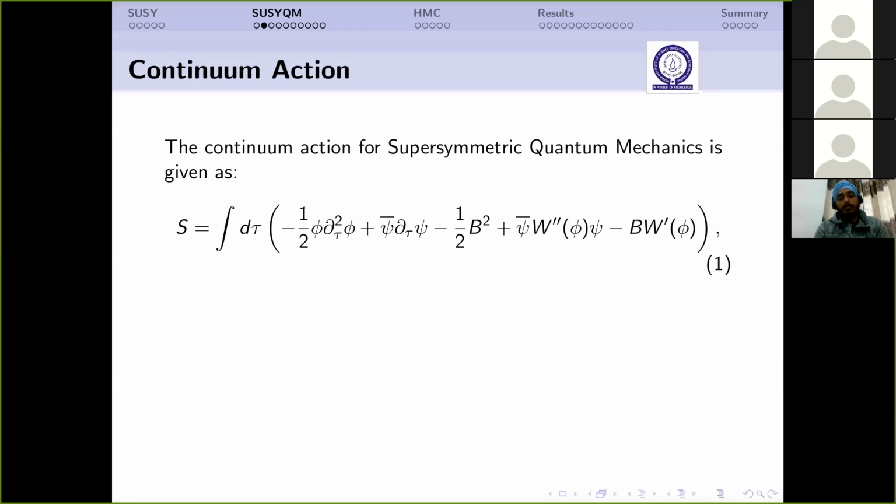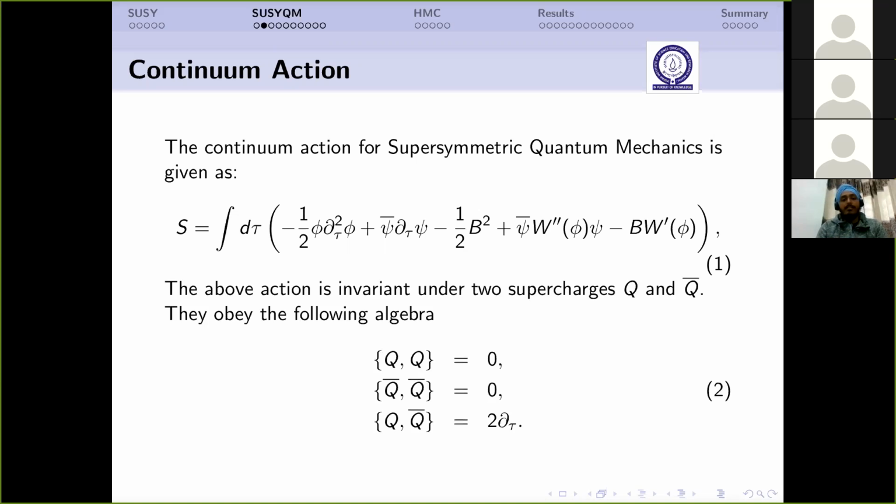Potential. So W prime is the first derivative of the superpotential with respect to field phi. This particular action and the fields that we have here, the above action is actually invariant under two particular supercharges, namely Q and Q bar, and they follow a certain algebra. They anti-commute with each other, sorry, with itself, both the supercharges.